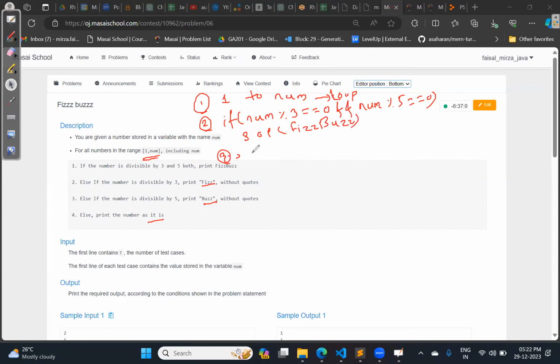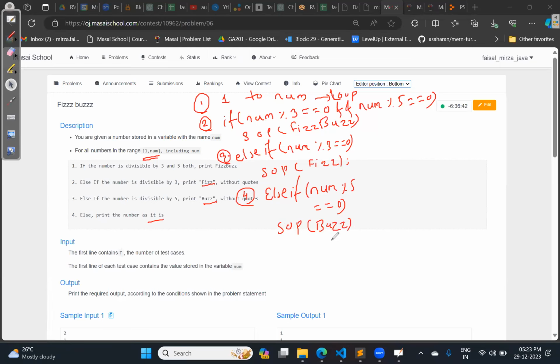Else if num mod 3 equals to 0, it will print fizz. Then else if num mod 5 equals to 0, it will print buzz. And after that, else it prints as it is. If all these conditions are not satisfied, then it prints the number as it is. Is it clear, everyone?